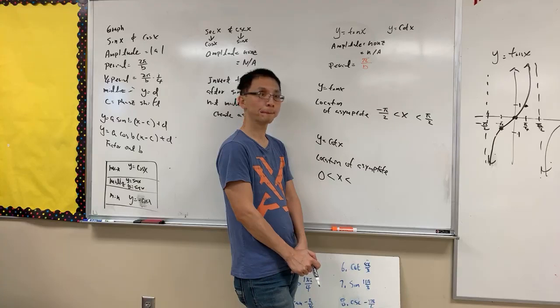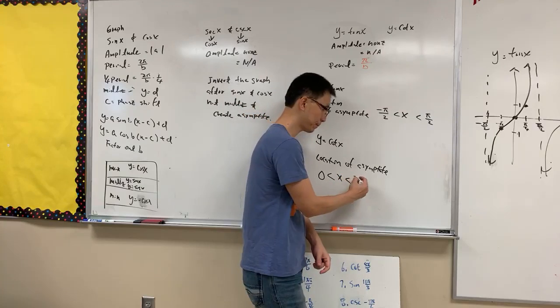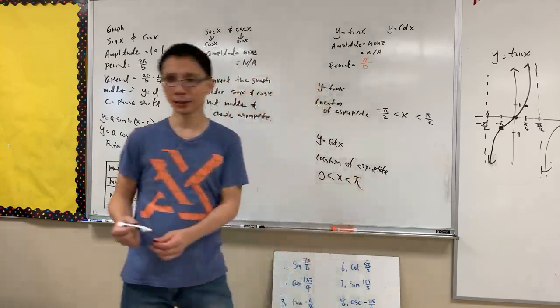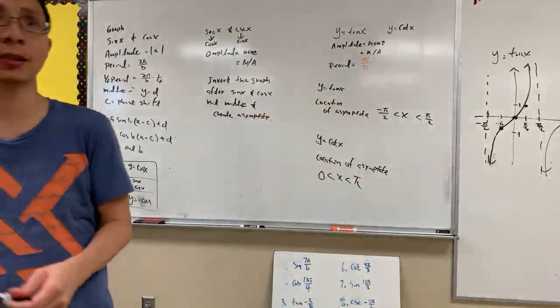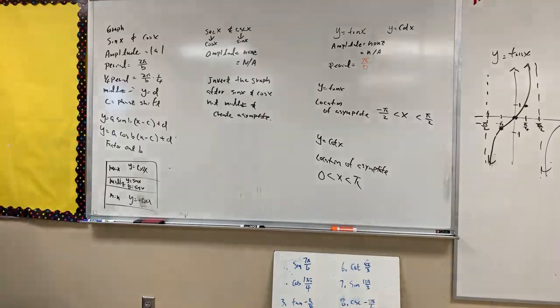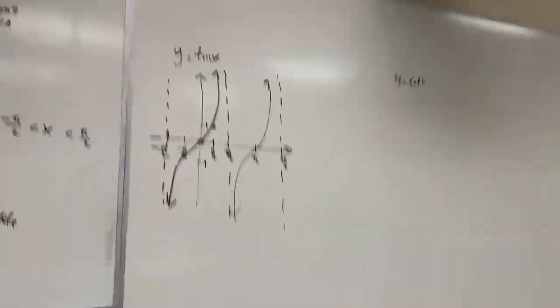I don't want to be wrong. Pi. Good job, Bryce. You think about it, you process that information, and then you say, okay, that's 0 to pi. Now what I'm going to do is change to here. Okay, let's go 0 to pi.